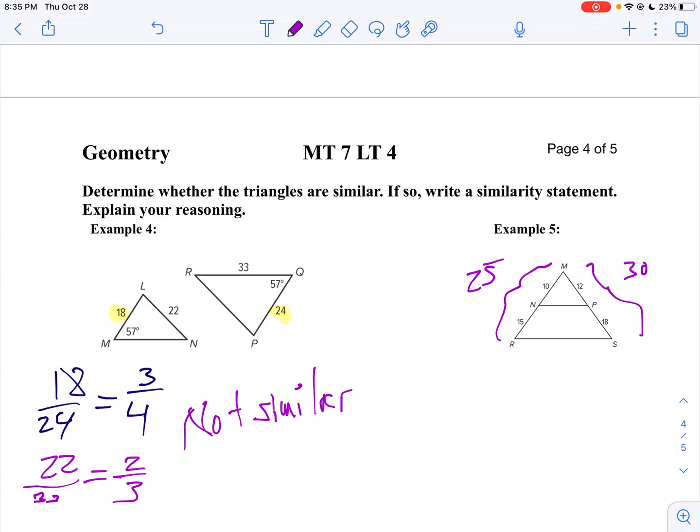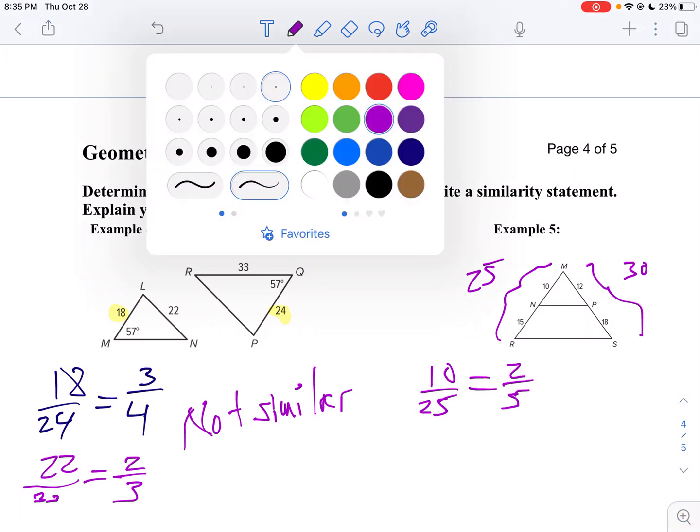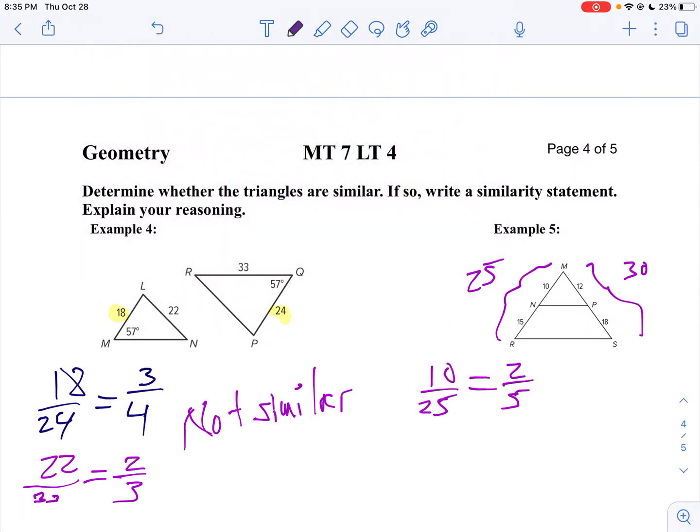I'm going to start with my small triangle. I'm going to say 10 is to 25. I can reduce that because I can divide numerator and denominator by 5, and you get 2 to 5. Then I'll compare another pair of sides, and I'll say 12 is to 30. And notice I can divide both of those by 6. So 12 divided by 6 is 2. 30 divided by 6 is 5.